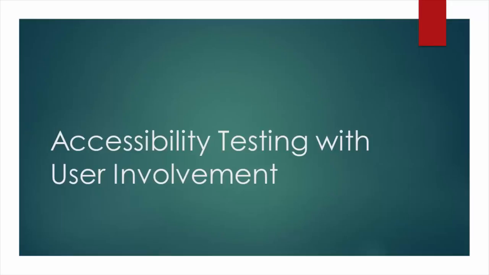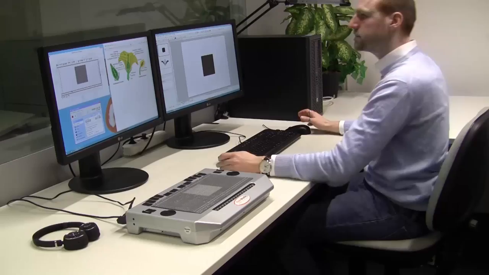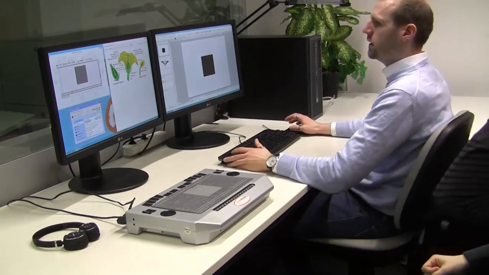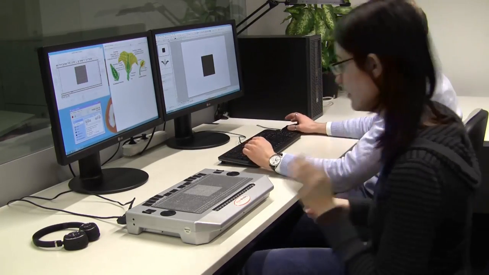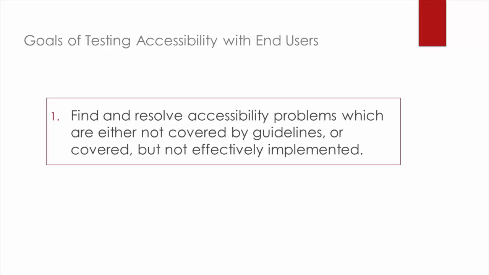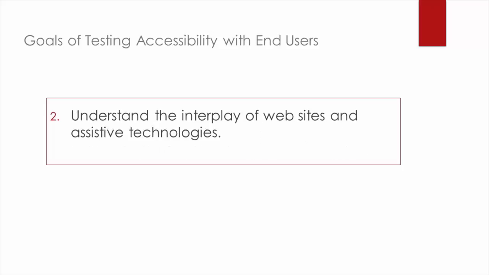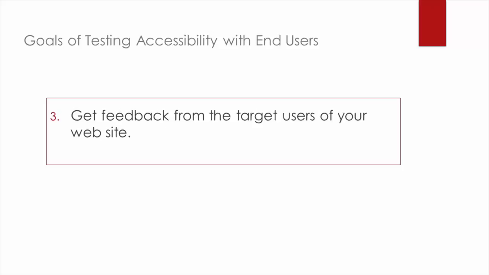Accessibility testing can be completed by involving users. That means to observe people when performing typical tasks on a website. A main goal is to find and resolve accessibility problems which are either not covered by guidelines or covered, but not effectively implemented. User involvement also helps to understand the interplay of a website and assistive technologies. Furthermore, user testing is essential to get real feedback from target users of your website.